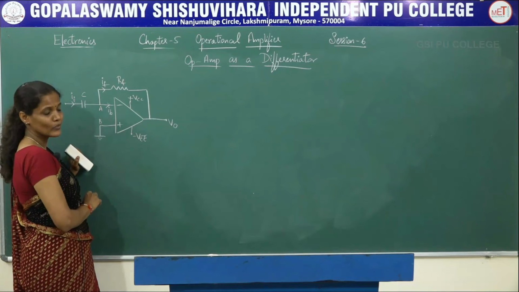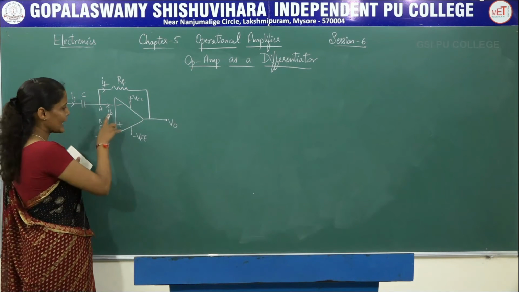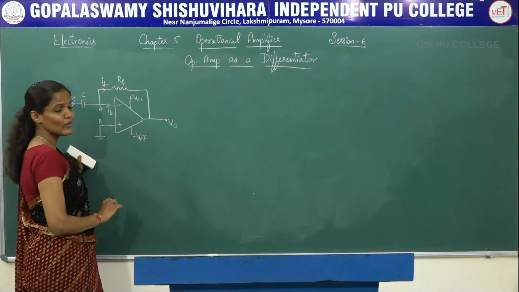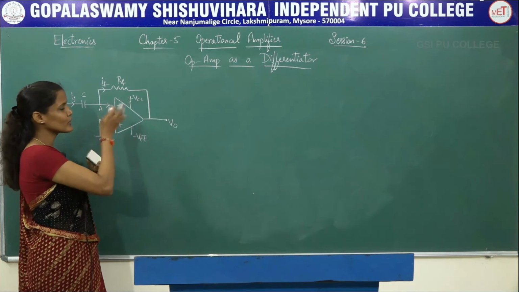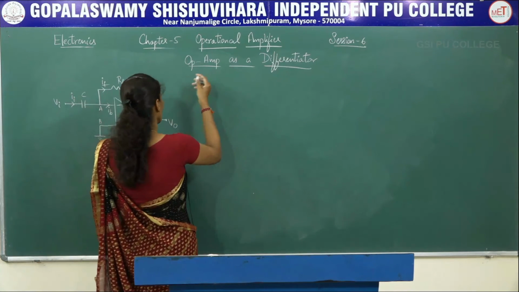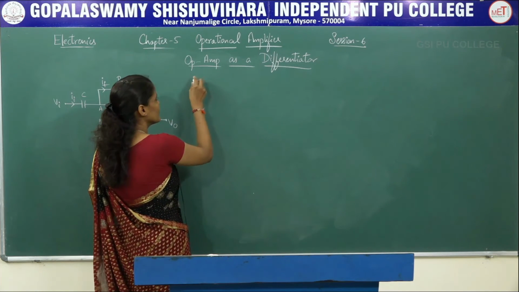II is nothing but the current which is flowing through the capacitor. IB is nothing but the current which is flowing into the amplifier. IF is nothing but the current which is flowing through the feedback resistor RF. Now let us try to derive a formula for the output voltage.